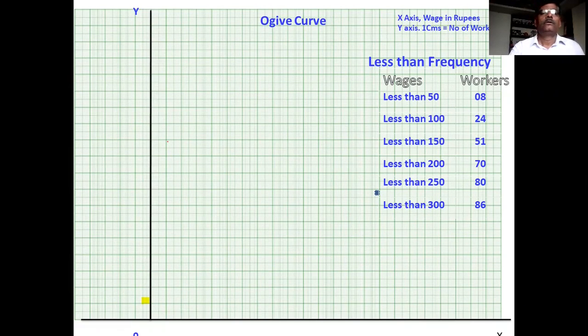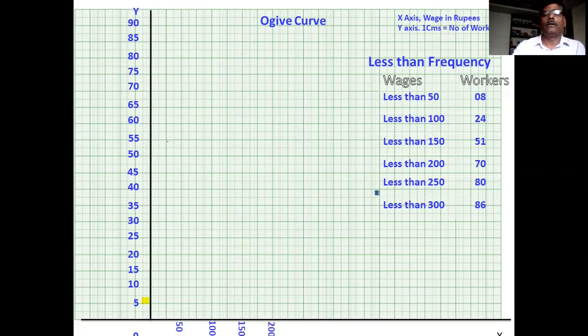These are the multiples of 5. The last value is 90. Up to 90 I have taken in the y-axis frequencies. And on the x-axis I'll write the workers' wage: 50, 100, 150, 200, 250, 300.